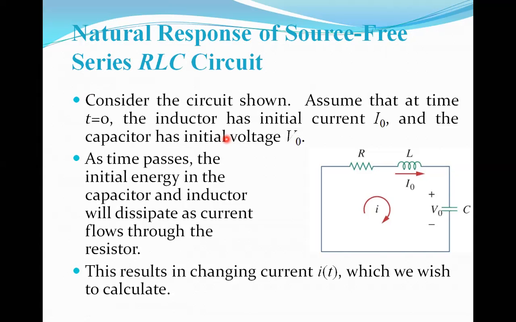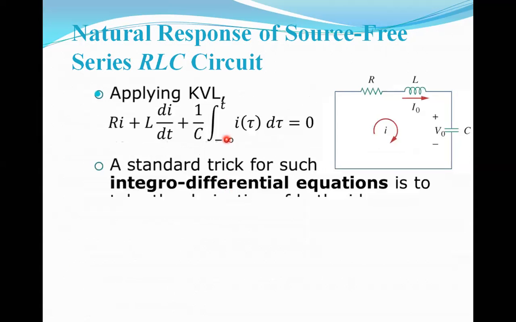As time passes, the initial energy in the capacitor and the inductor will dissipate as current flows through the resistor. This results in a change in current, which we wish to calculate. So if you apply Kirchhoff's law, you'll get Ri plus L di by dt plus 1 by C times the integral from minus infinity to t of i(tau) d tau is equal to 0.